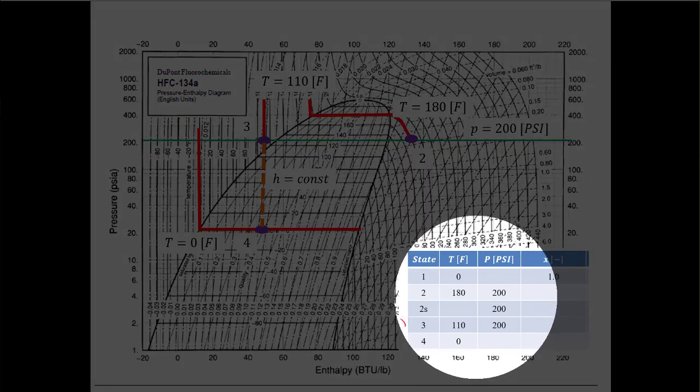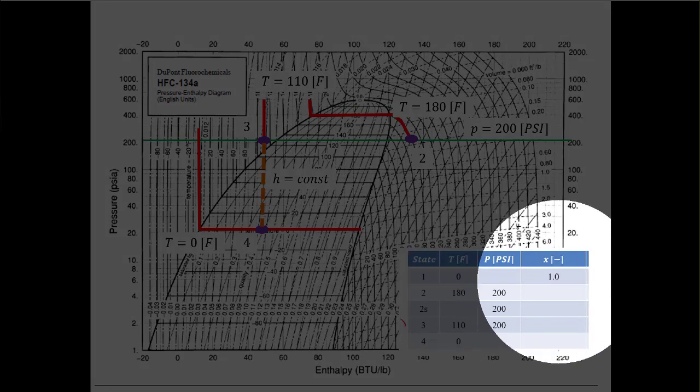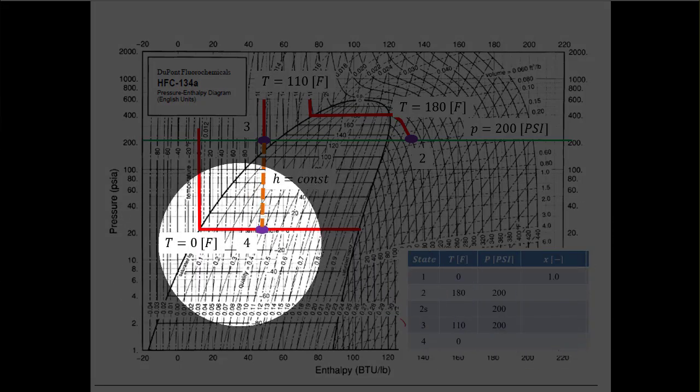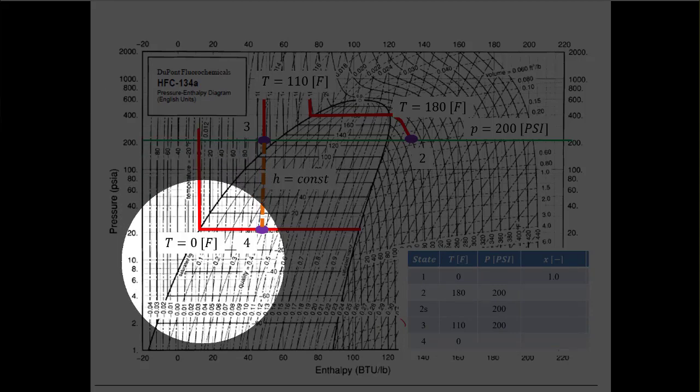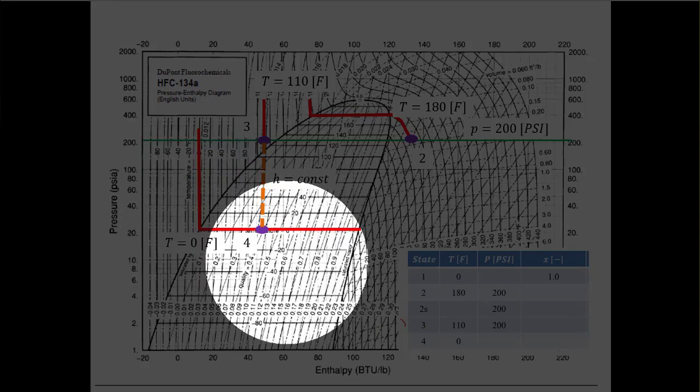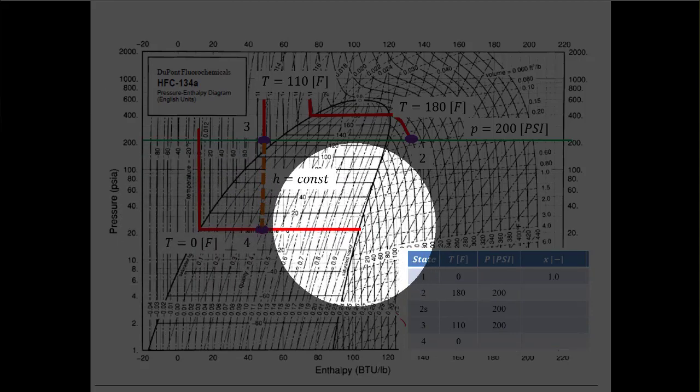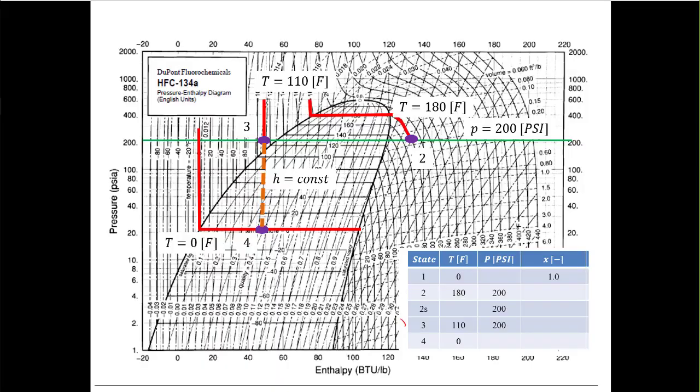Now, the thing that I know about state 1 is that its quality is 1. Here under the vapor dome, we're still at 0 degrees, with quality 0.1, 0.2, 0.3, 0.4, 0.5, 0.6, 0.7, 0.8, 0.9. So state 1 is this saturated vapor line over here. So that's state 1.